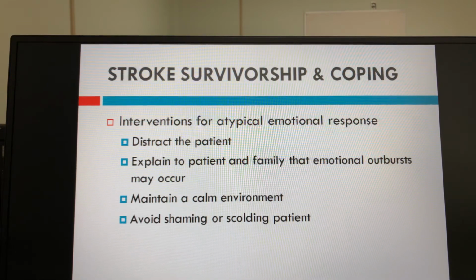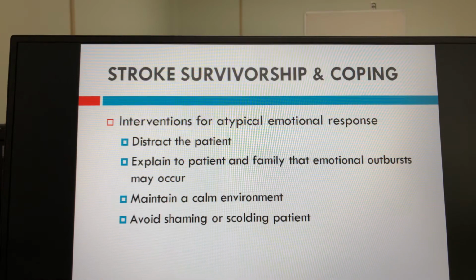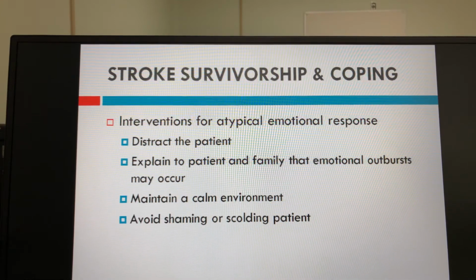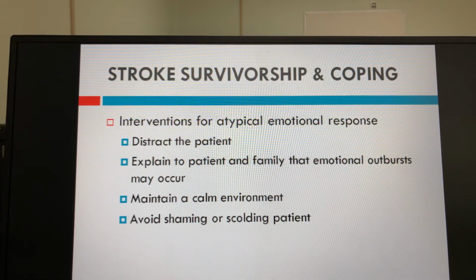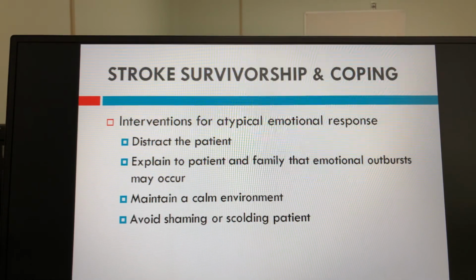So, some interventions for atypical emotional response are to distract the patient, explain to the patient and family that emotional outbursts may occur, maintain a calm environment, and avoid shaming or scolding the patient.